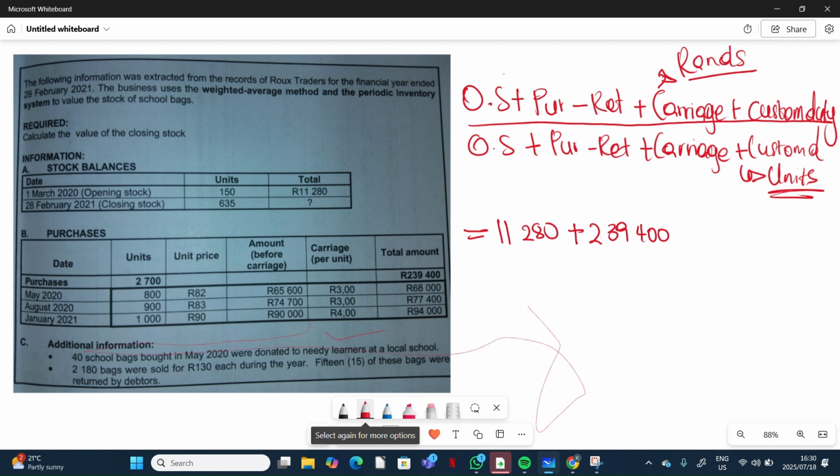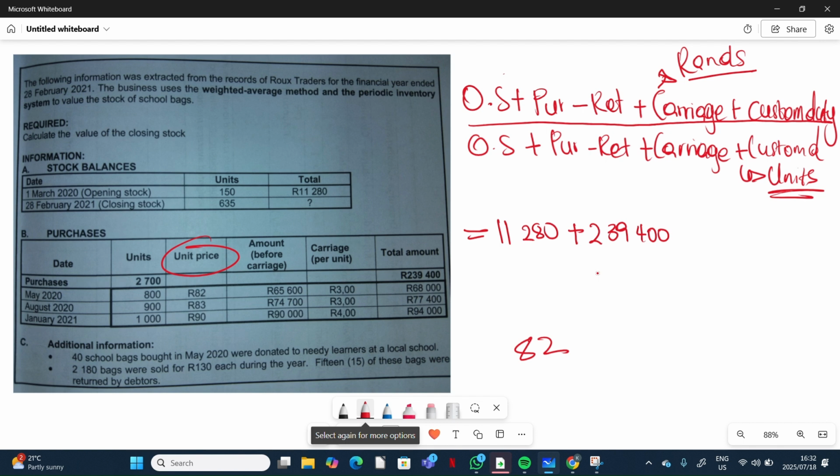So if 40 school bags in May, so we go to May, each school bag cost what? It cost 82 rands per unit price, and it also had a carriage of 3 rands. So how would you calculate it? You might be asking yourself. This is how you're going to do it. In May, these are the bags that they took out.